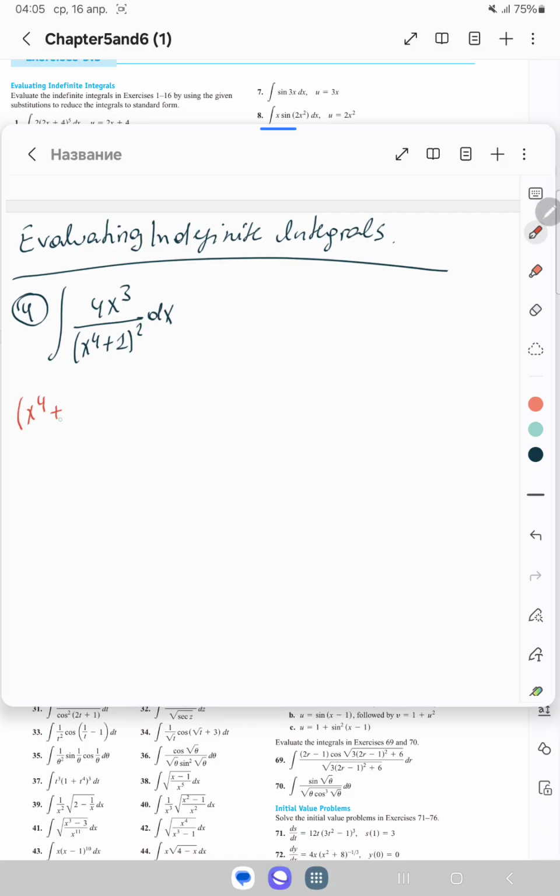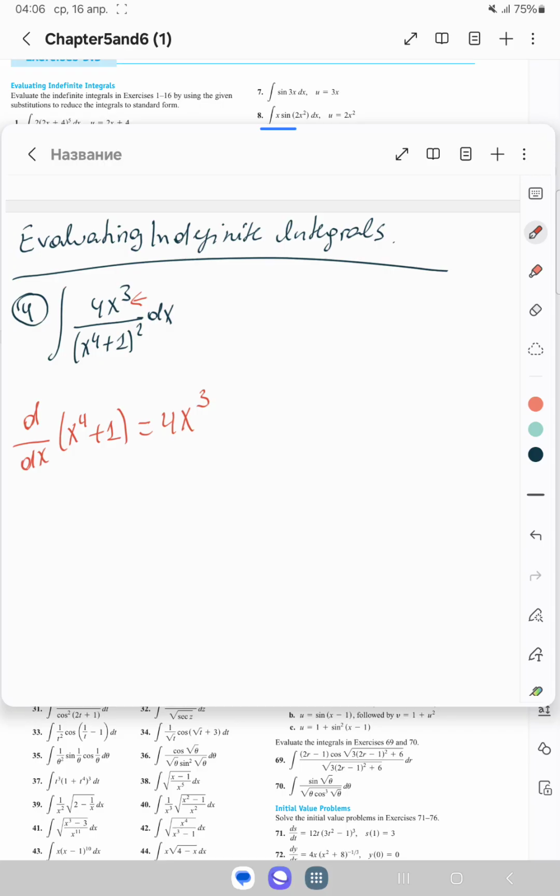x üstü 4 plus 1-in derivativi nədir? 4x kubu. Baxın bunu aldıq. Bu o deməkdir ki, bunu gəlin derivativ şəklində yazacağım. Yəni prime-dan yazmayacağım, çünki burada dx var və beynimiz qarışmasın. Deməli yazacağım ki d over dx x to the power of 4 plus 1 equals to 4x cubed. Yes, it's clear.